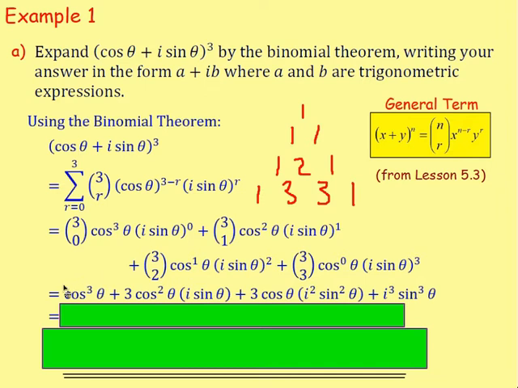So you're going to have 1 times the cos cubed theta. Because this is to the power of 0, that will really just disappear. You multiply by 1, leaving you with the cos cubed theta. This here, 3C1 is 3, so that's going to be 3 times.